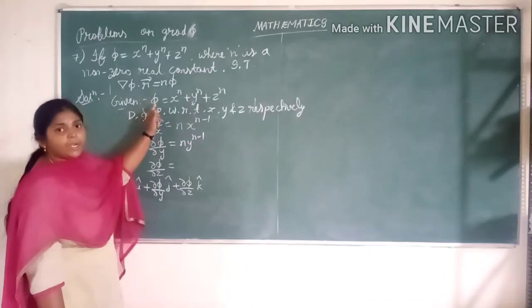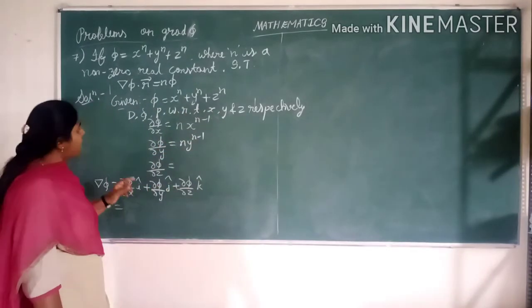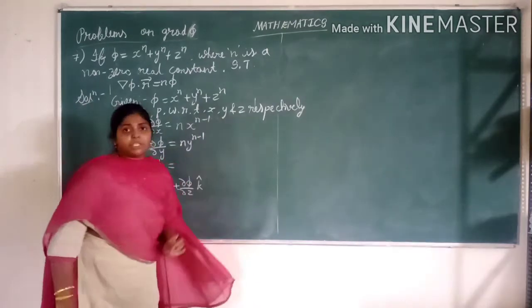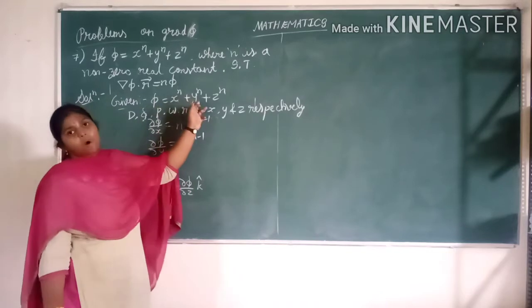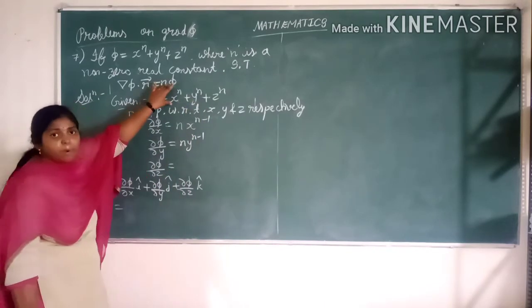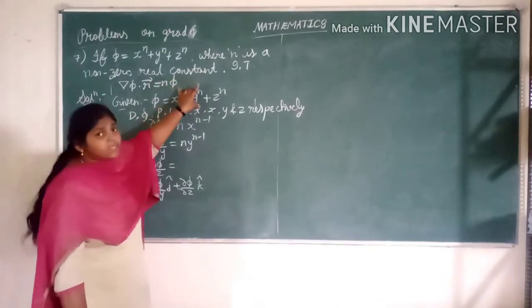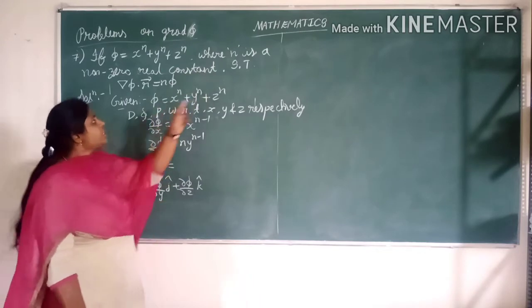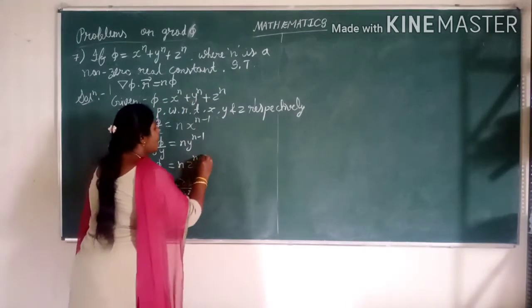Similarly, if you want to differentiate the function φ partially with respect to z, we get ∂φ/∂z equals, while differentiating partially with respect to z, you treat x and y as constants. The differentiation of x to the power of n, it is a constant, the differentiation of a constant is 0. Plus again y is a constant, differentiation of y to the power of n is 0. What is the differentiation of z to the power of n? n into z to the power of n minus 1.